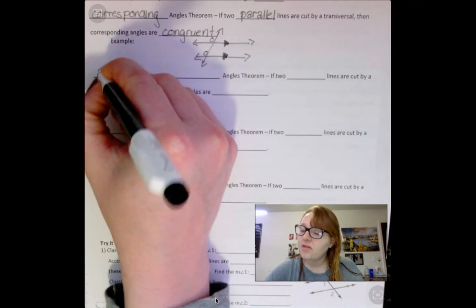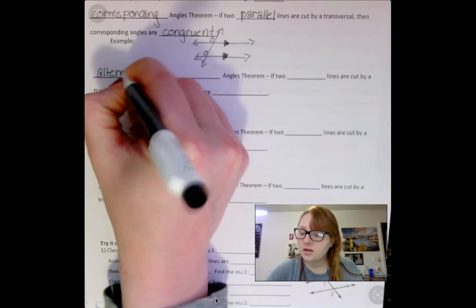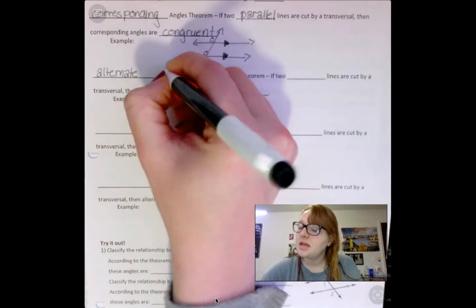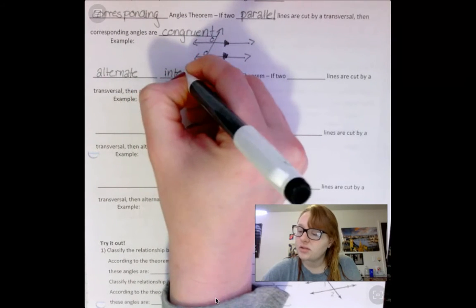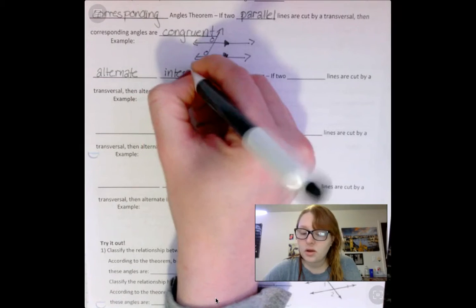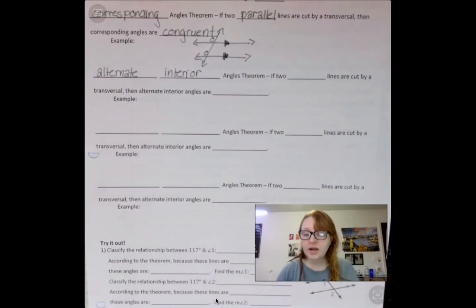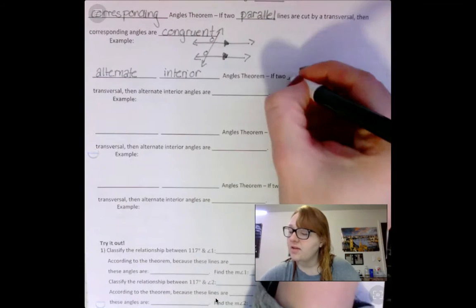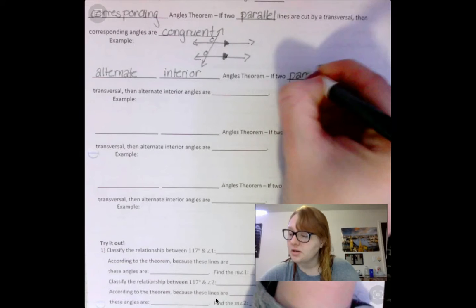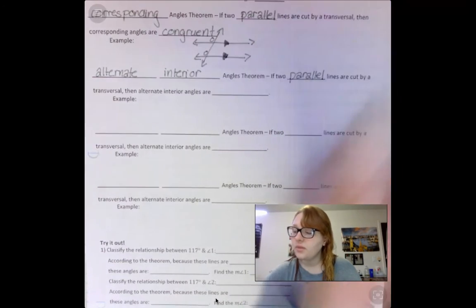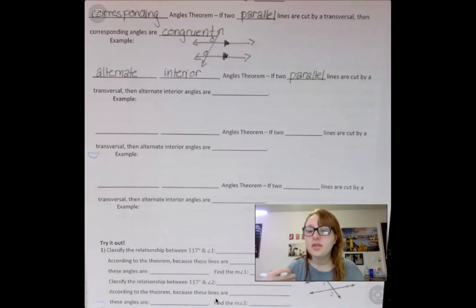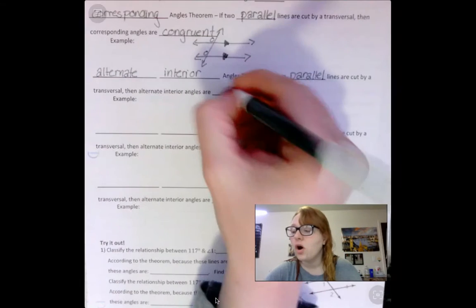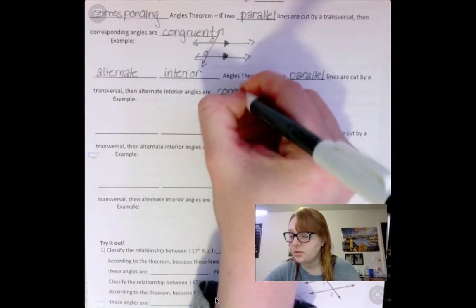Next, we have the alternate interior angles theorem. Remember that alternate interior angles are on the inside of the two lines and on opposite sides of the transversal. Again, if two parallel lines are cut by a transversal, then the alternate interior angles are congruent.